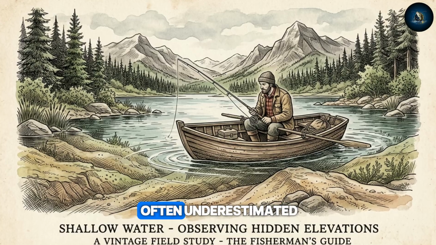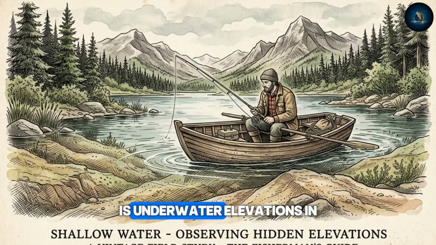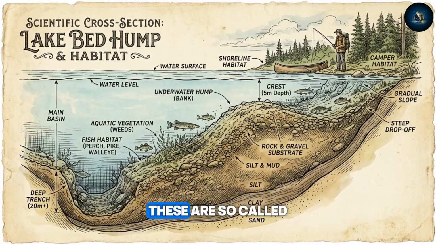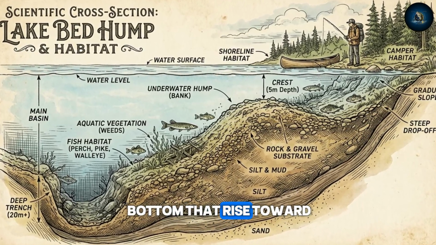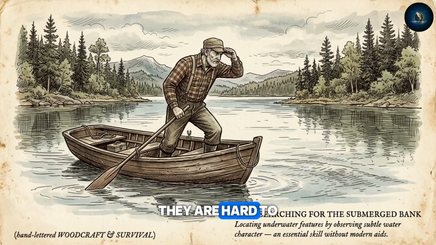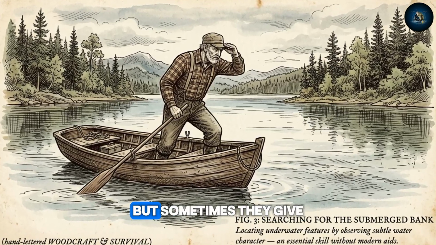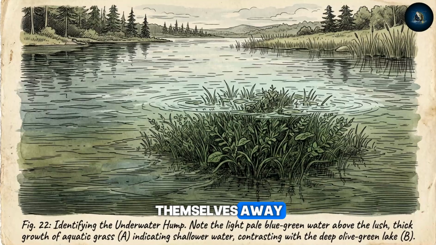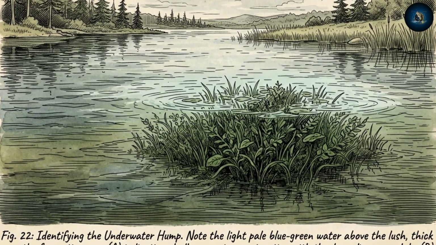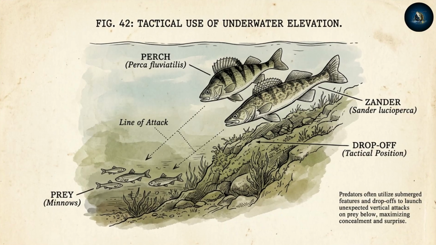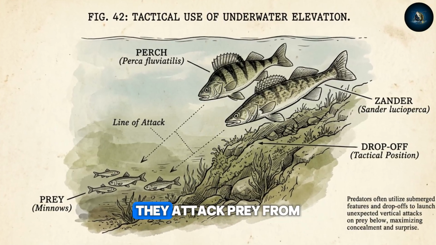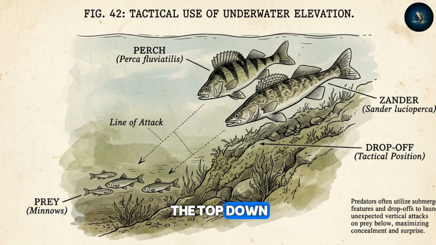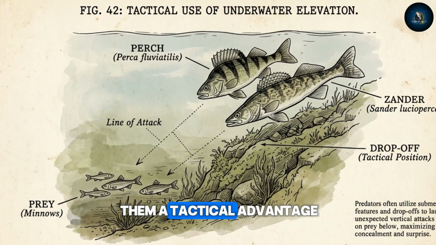Another point that is often underestimated is underwater elevations in the shallows. These are so-called humps or banks, small hills on the bottom that rise toward the surface. They are hard to find without a fish finder, but sometimes they give themselves away. The grass grows a bit thicker, or the water is slightly lighter. On such elevations, perch and zander love to hold. They attack prey from the top down, and the elevation gives them a tactical advantage.